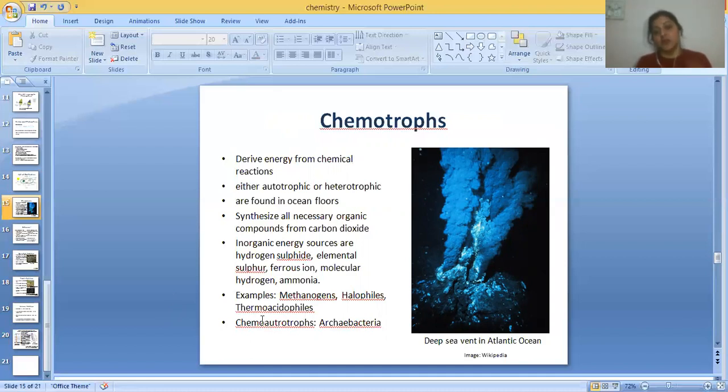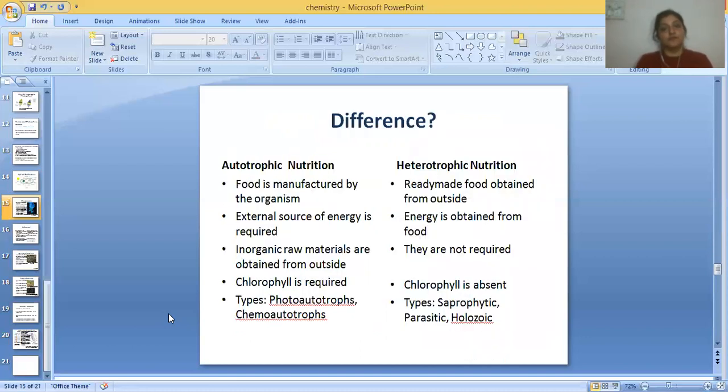These are the bacteria which are very ancient and found as extremophiles. So what is the basic difference between autotrophic nutrition and heterotrophic nutrition? Food is manufactured by the organism in the case of autotrophic nutrition, whereas we take ready-made food material from outside, be it a plant or anything, in the case of heterotrophic nutrition.